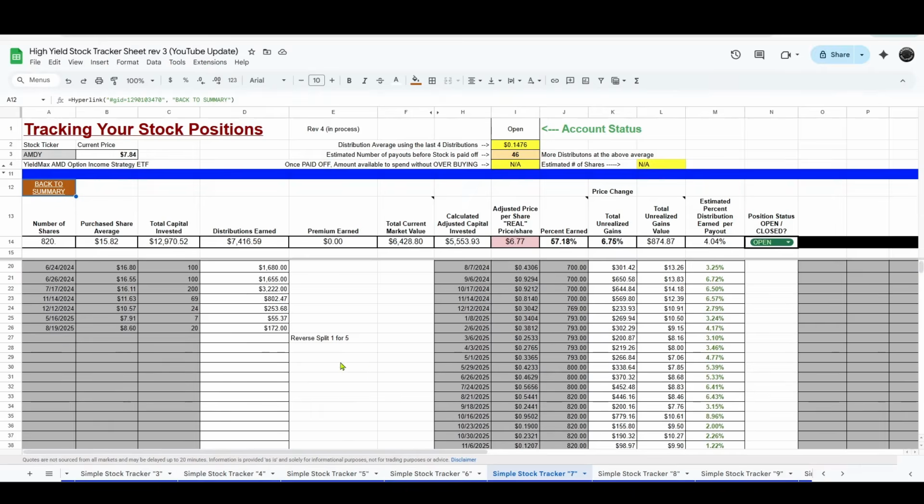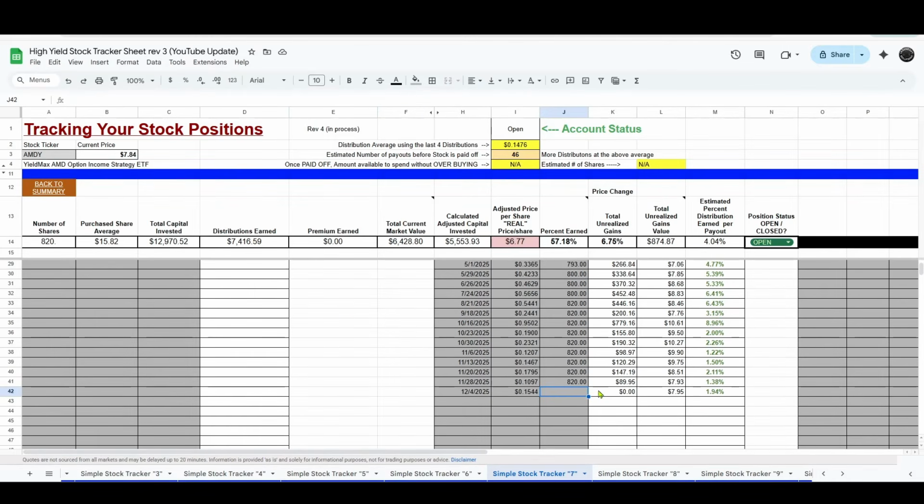AMDY. Now AMDY will also be going through that reverse split, so keep that in mind, and that happens on Monday. But that does not affect the distributions here. As long as you own the shares before that X date, you can account for those shares. And that'll be 820 shares for me. And that means that real price per share of $6.77 now becomes $6.62. Staying below the current price means I'm still in the green.